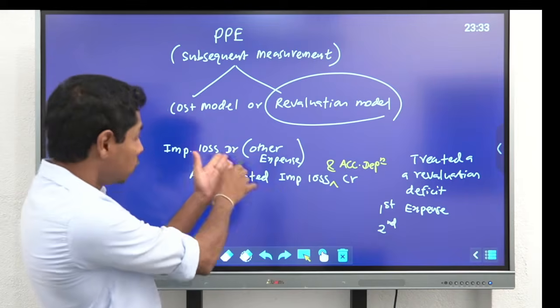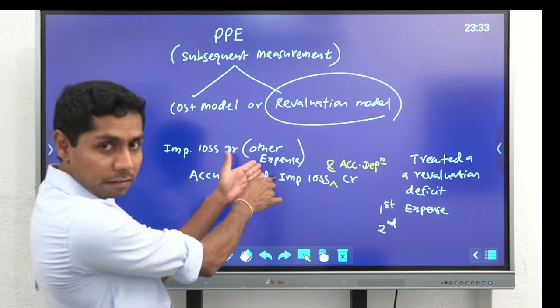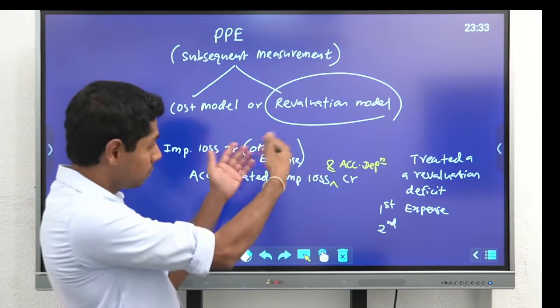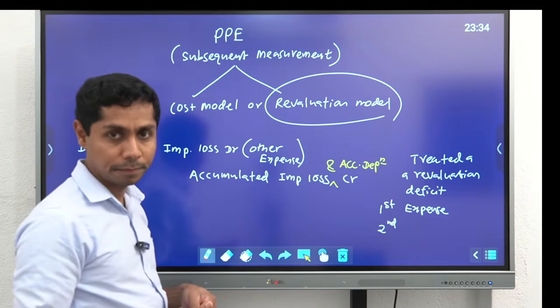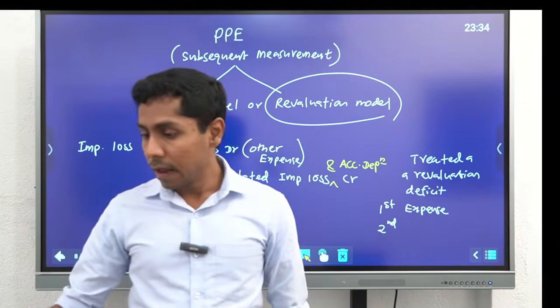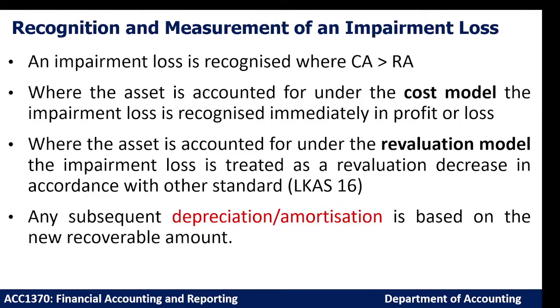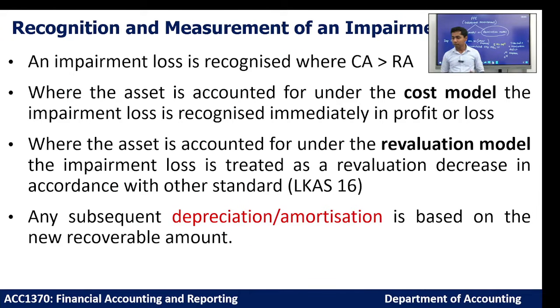And here also, I told you the impairment loss is recognized in other expense, not like depreciation, right? Depreciation is recognized in the relevant functional category of expense. And in the slide, the second point says where the asset is accounted for under the cost model, the impairment loss is recognized immediately in profit or loss. Where the asset is accounted for under the revaluation model, the impairment loss is treated as a revaluation decrease, revaluation deficit, in accordance with other standards, for example LKAS 16.